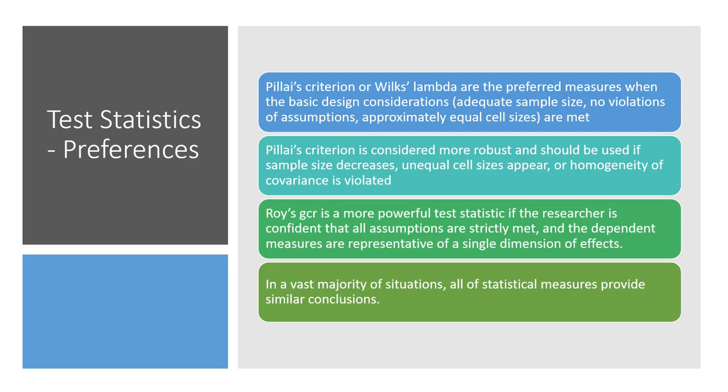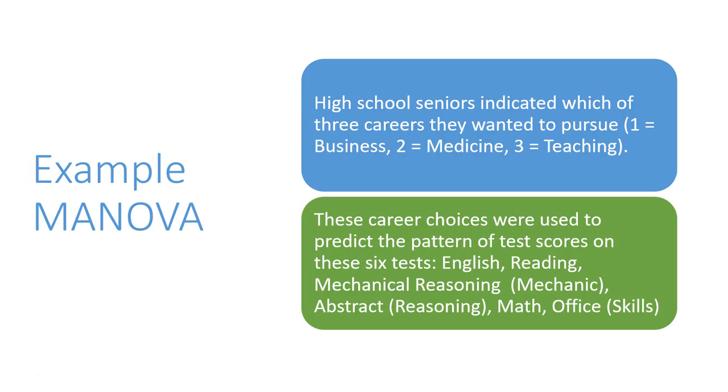Roy's GCR is a very powerful test statistic if the researcher is confident that we have met all of the assumptions, and the dependent measures are representative of a single dimension of our effects. So in most of the situations, all of the statistical measures will provide similar conclusions. So let's go through an example real quickly.